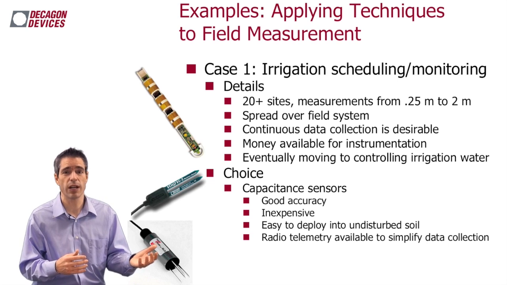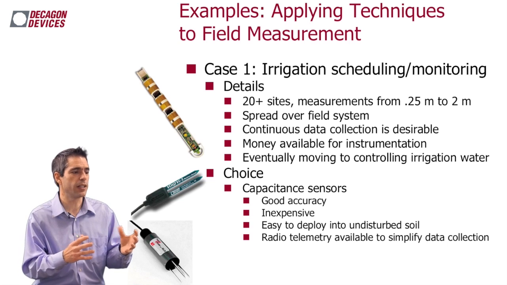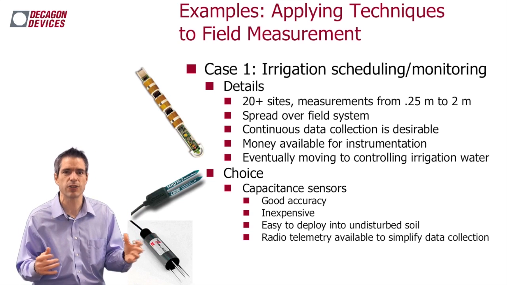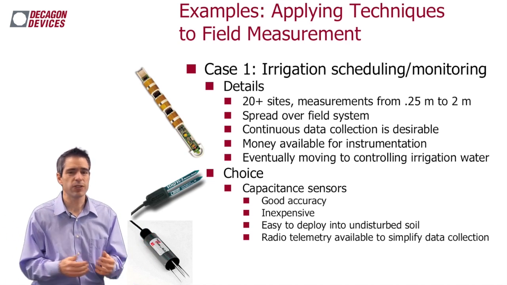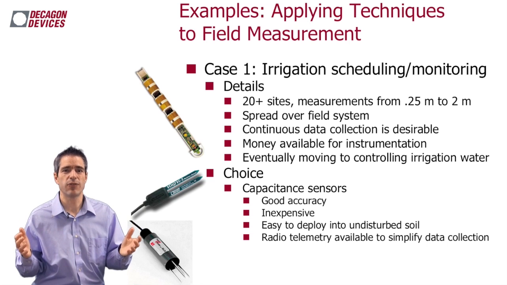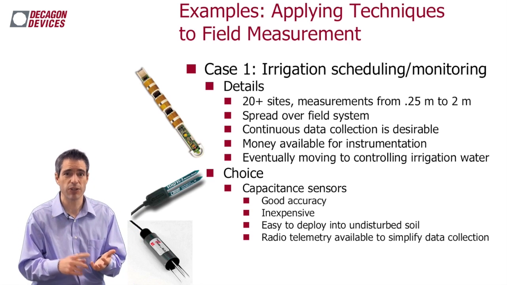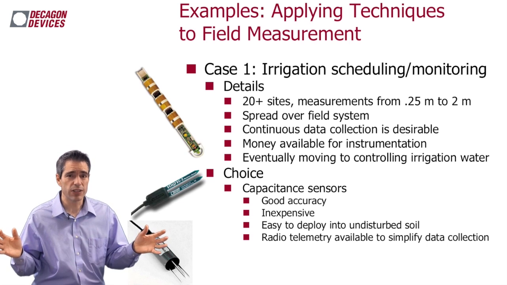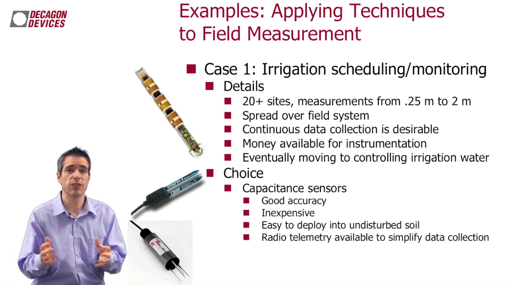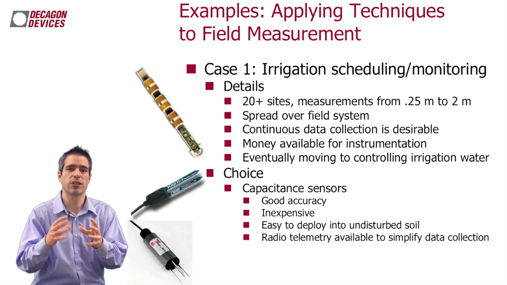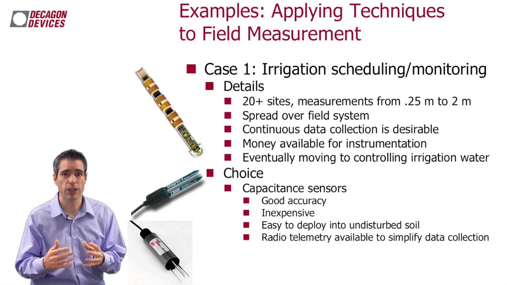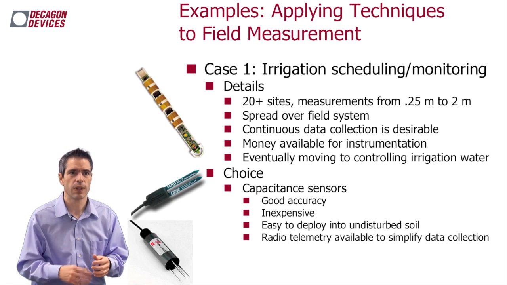They had money in a grant available to do the monitoring, and their overall idea was to take this system as a pilot system and then roll it out to several areas where they could actually monitor and control irrigation. The best idea from them was the FDR capacitance sensors. These have good accuracy, they're inexpensive, very easy to deploy in the soil, and they can even use radio telemetry or cell phone technology to bounce all that information back to a central point or even directly onto the internet and onto their computer.